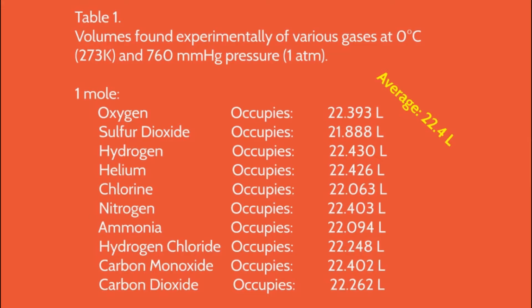Okay, so then this gets us to our next thing. Where did they get the R from? Okay, well, let's do this. You don't have to do this on the test, but this does help out understanding the formula. So we got PV equals NRT, right?